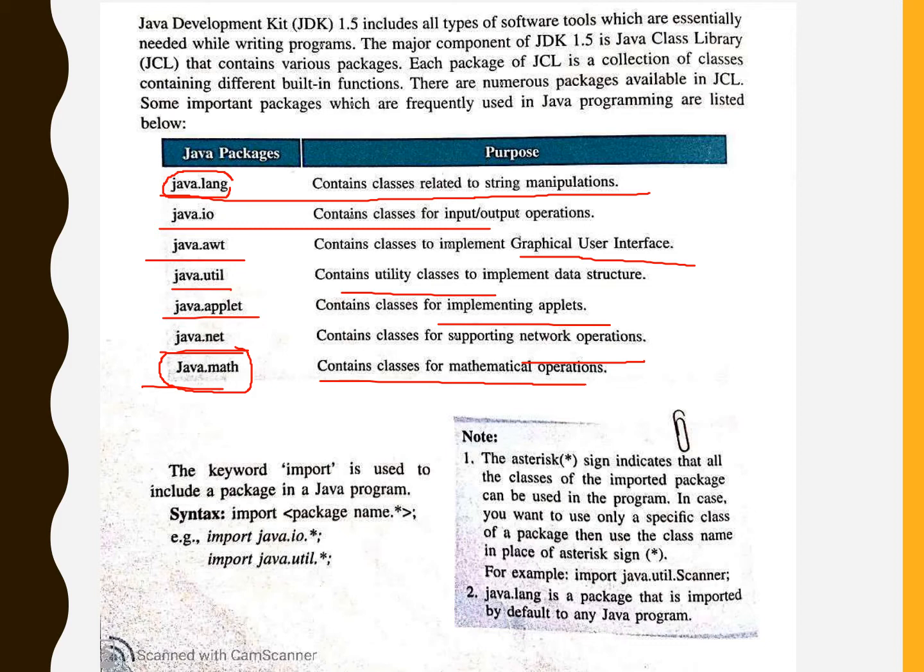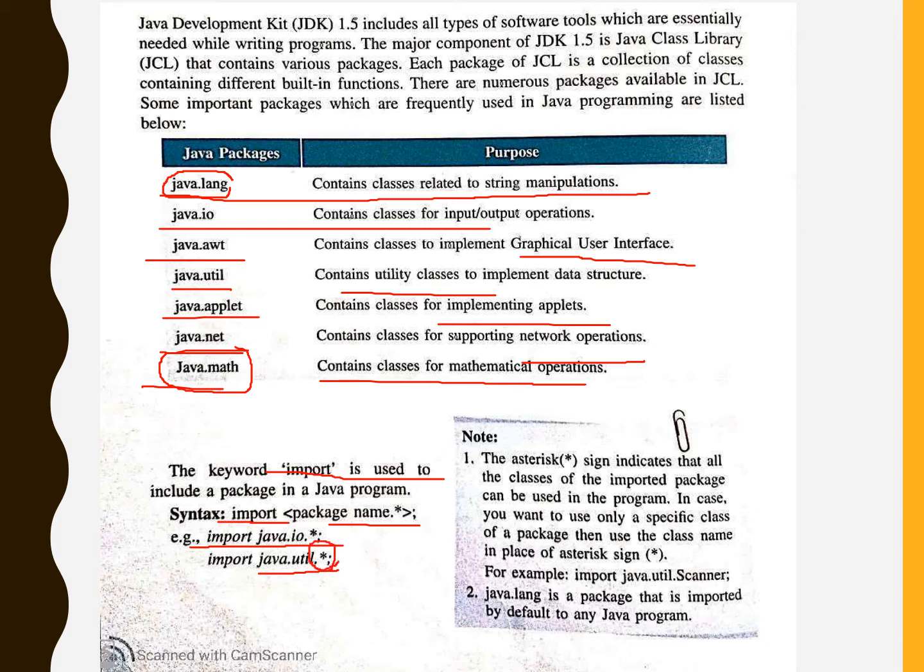How can we use the different packages? So import is a keyword to include a package in a program. How can we import? Write import, space, the name of the package. Here import java.util is used for the scanner class. Import java.io.* is used for the buffered reader. So whenever you input through a buffered reader, you include import java.io.*. Whenever you input through the scanner class, you import java.util.*.